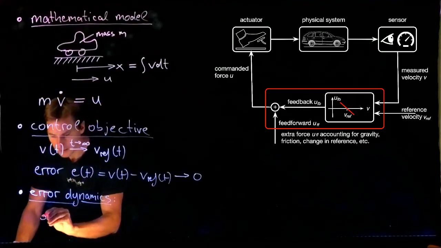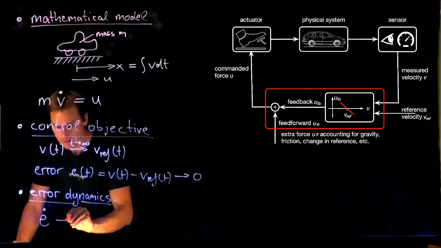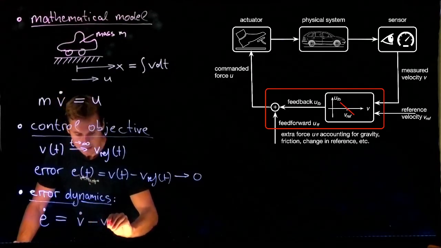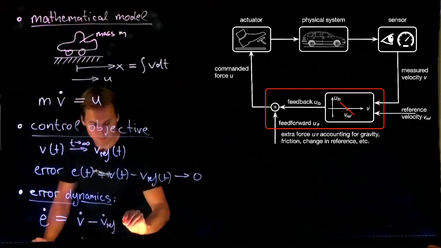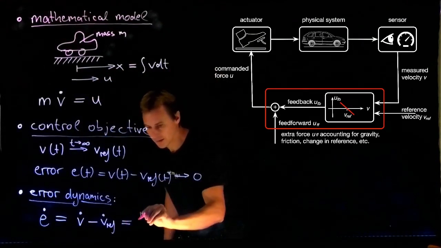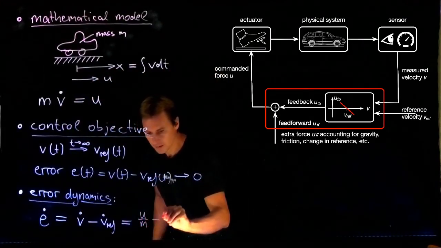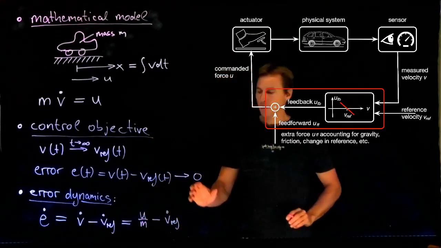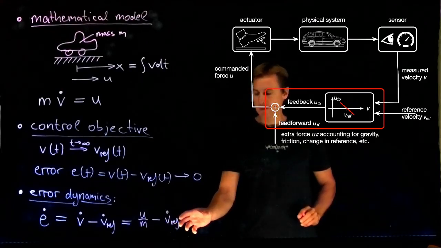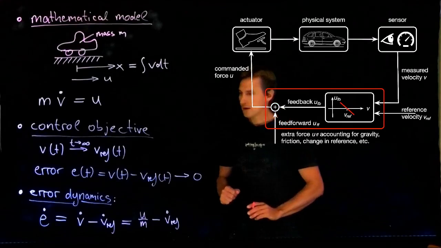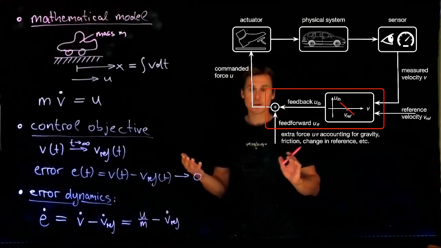So we write down E dot. Well, E is V minus V ref, so E dot is V dot minus V ref dot. Well, V dot we get from here, this is the commanded force U divided by the mass of the car, minus the change of the reference velocity. For instance, if you know a speed limit is coming up, you will change the reference velocity. Very well. Now it remains to design a controller.